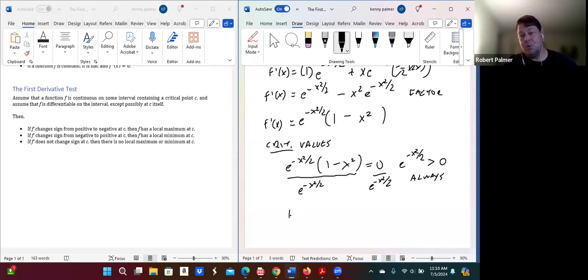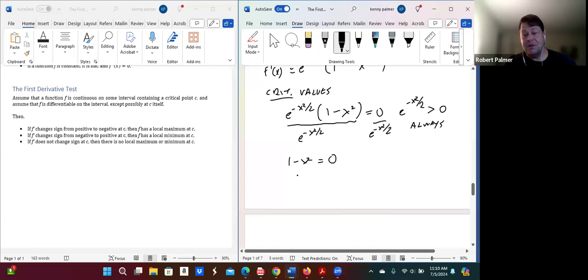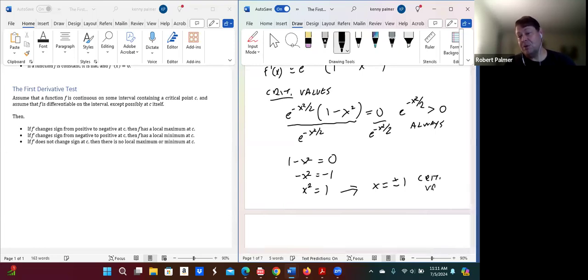And so what I'm left with is 1 minus x squared is equal to 0. Of course, just solve this. So negative x squared is equal to negative 1. Then divide both sides by negative 1, x squared is equal to 1. Take the square root of both sides, x is equal to plus or minus 1, the square root of 1, which of course is 1. And these, once again, are my critical values, where the derivative is equal to 0.